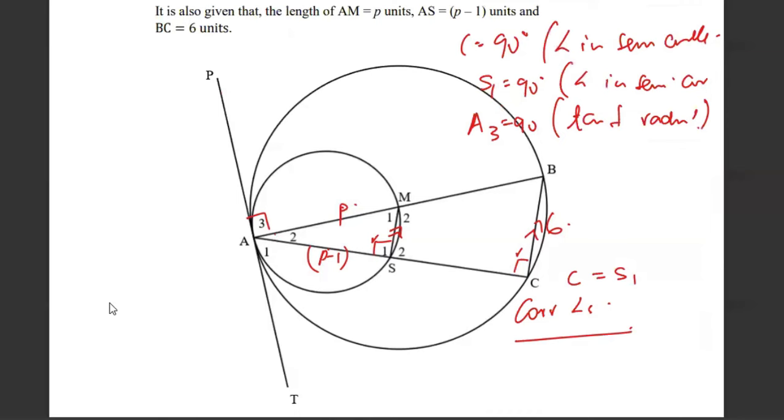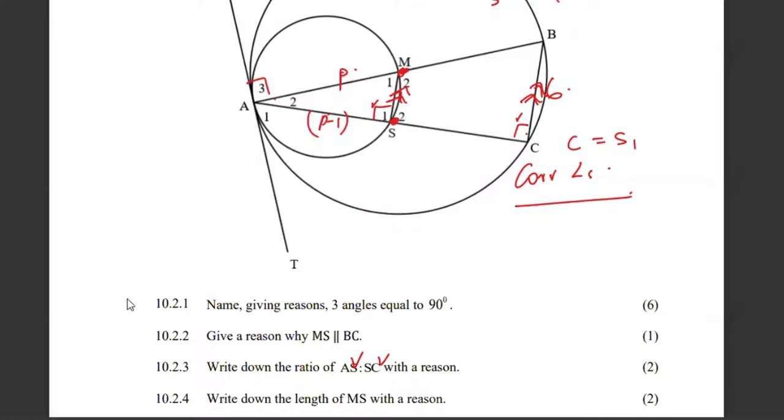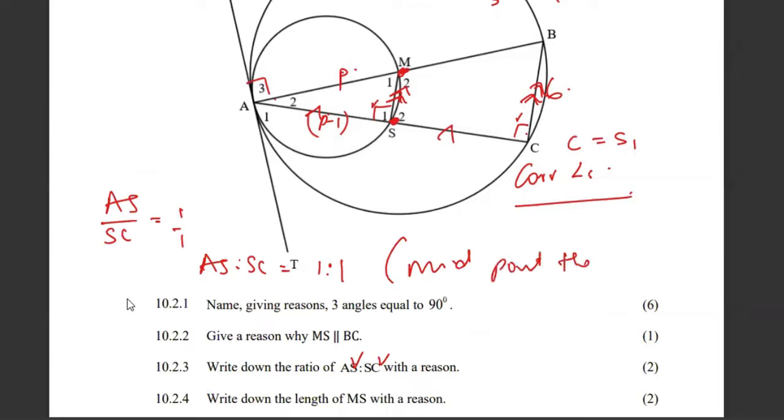And then write down the ratio of AS to SC with the reason. AS to SC. Now, if these lines are parallel, and we know that M is the center of the big circle, automatically S must also be a midpoint of this. So we're going to use what we call the midpoint theorem. So the ratio AS over SC is the same as 1 over 1. So AS to SC is 1:1, since this distance must be the same as that distance. The reason, midpoint theorem.